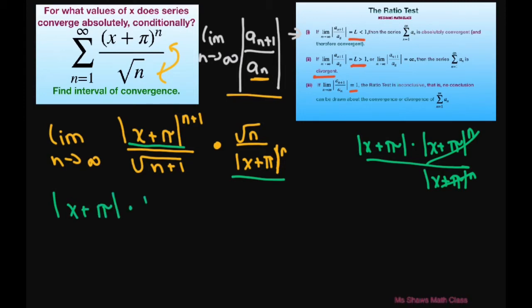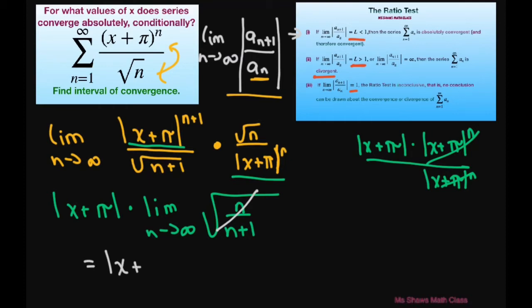Okay, then we have our n parts. That's the limit as n approaches infinity. They're both square roots, so we can just write the square root of n divided by n plus 1. Okay, so the limit of this is just 1. So our limit is going to equal the absolute value of x plus pi.